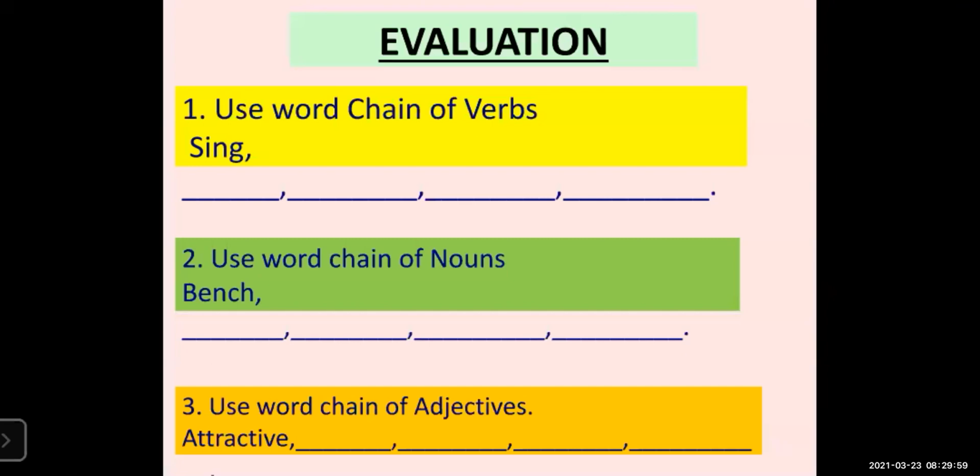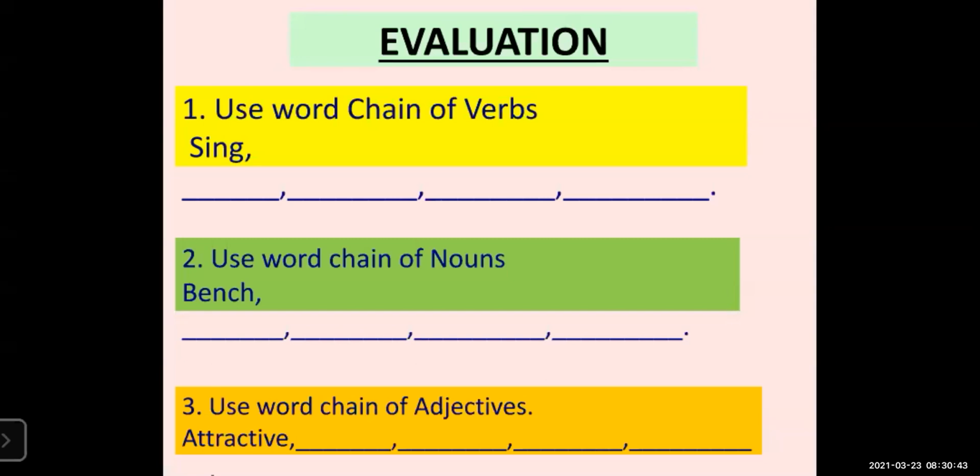Okay. The second question is the word chain of nouns. Here in this activity you have to use common nouns to complete the word chain. The first common noun which is given here is bench, B-E-N-C-H. Now you have to use the next common noun beginning with H. After that, the next common noun with the last letter which you have used in your word chain. In this way, we have to complete.